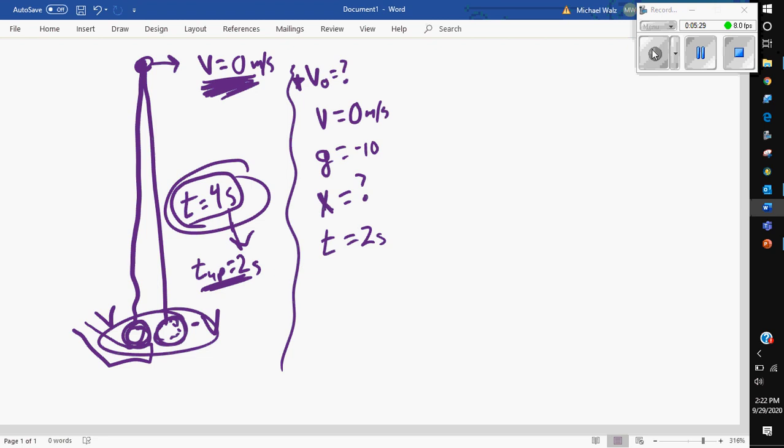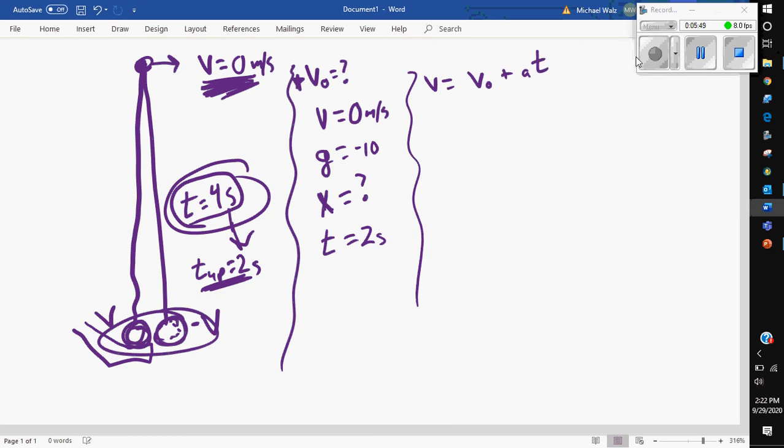Okay, so which one do you guys want to do first? Velocity or displacement? Okay, the vote was velocity. We could do either one first, but so we use our formula from last week. V equals V sub naught plus AT.